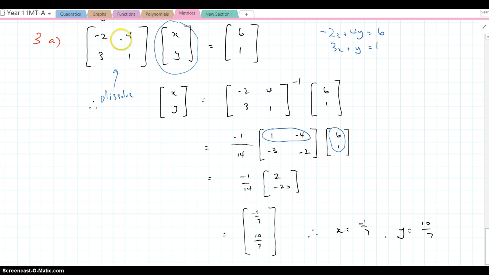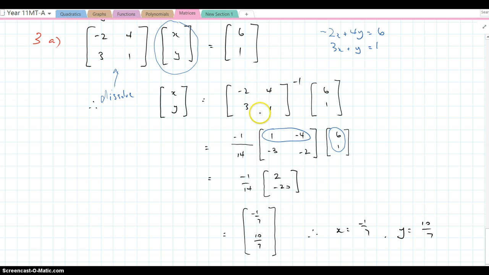Because when you multiply this matrix by its inverse, like any matrix times its inverse, you get the identity matrix, which is the 1 matrix. So what we're doing here is to dissolve this, we need to multiply both sides from the left by the inverse of this matrix. So that's why we've got this next step here, which just says xy equals, because what I've done, sort of an invisible step here, is I've multiplied both sides by the inverse matrix, which is this one here, minus 2, 4, 3, 1 to the minus 1. That's the inverse of that matrix there.